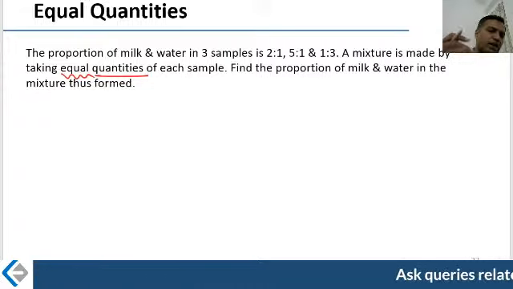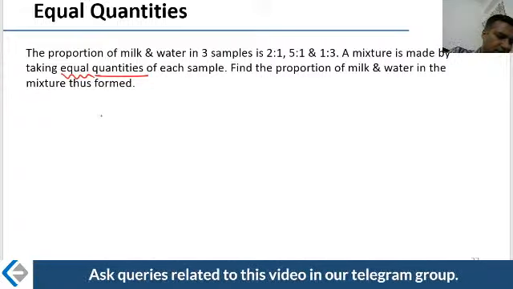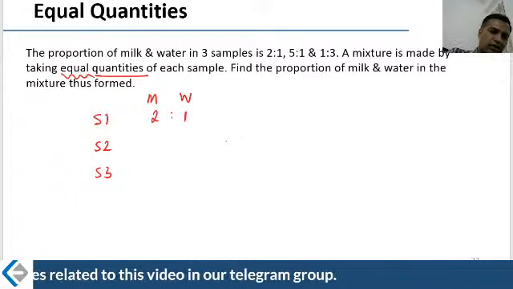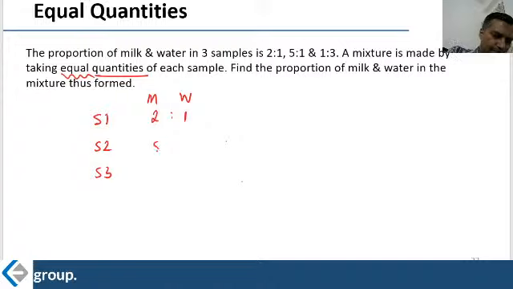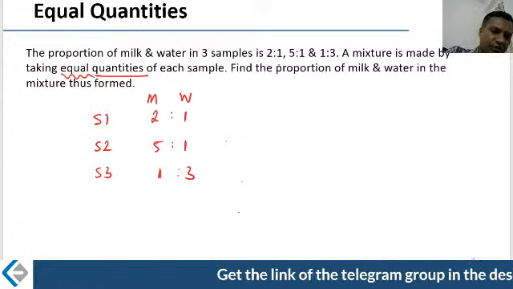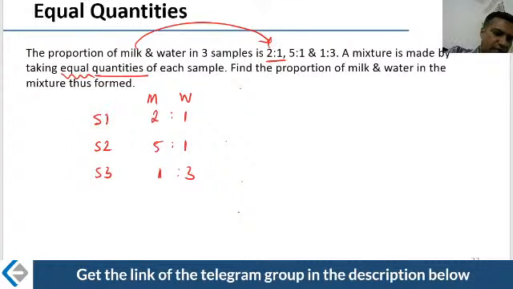The proportion of milk and water in 3 samples. There is a sample 1, a sample 2, and a sample 3. There is milk and water in these 3 samples. The first sample is 2 is to 1. The second sample is 5 is to 1. The third sample is 1 is to 3. I already said it should be in this order because milk came first. The first number stands for milk and the second one stands for water. It's always in that order. There is no doubt about that.